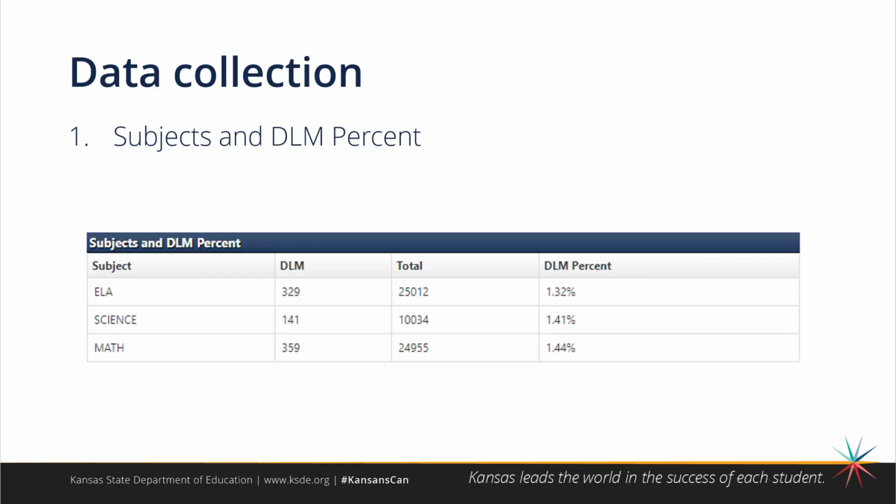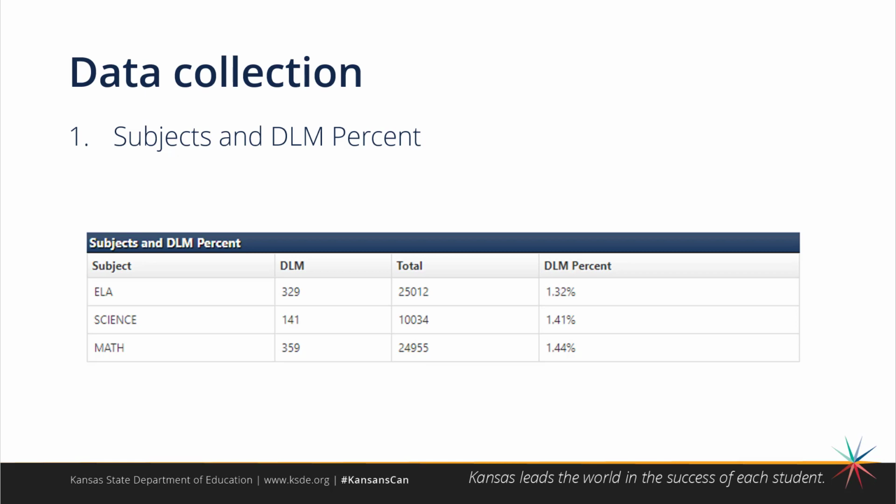When you first get into the application, you will see your 1% or your DLM percentage. If a district tests over 1% of their students on an alternate assessment, they will be required to complete the justification. In the past, small districts with a total test population less than 300 were not required to complete the justifications. Beginning this year, they will be required to complete the justifications. The calculations are applied at the district level, not the school level.